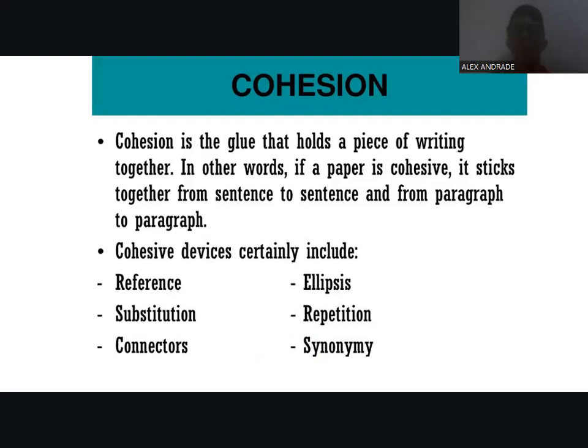As you see, I bring you this significance. Cohesion is the glue that holds a piece of writing together. In other words, a paper is cohesive if it sticks together from sentence to sentence and from paragraph to paragraph. Okay, so we're going to talk about cohesive devices that certainly include reference, substitution, connectors, ellipses, repetition, and synonymy.